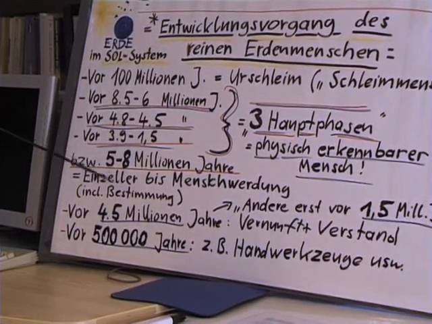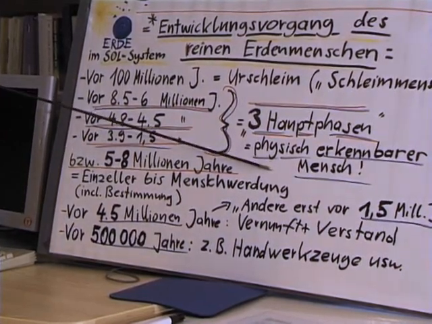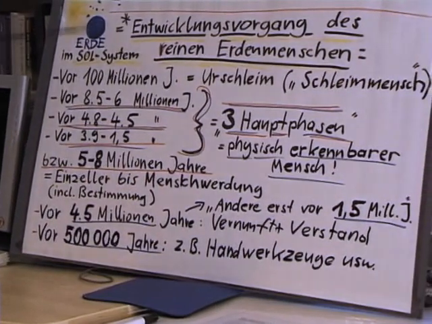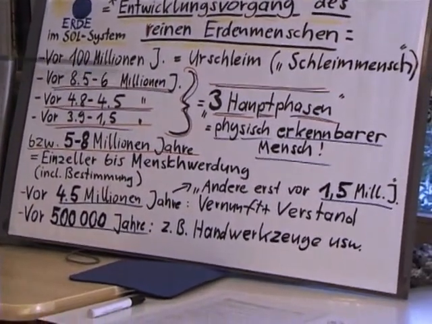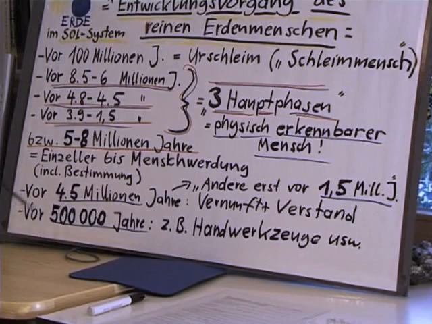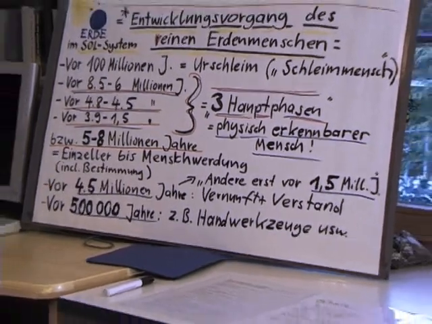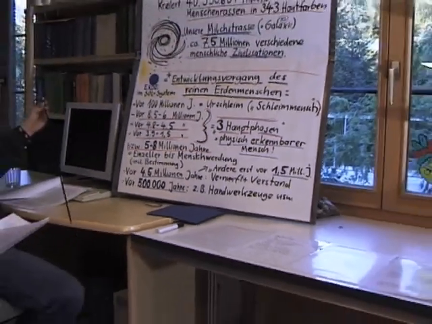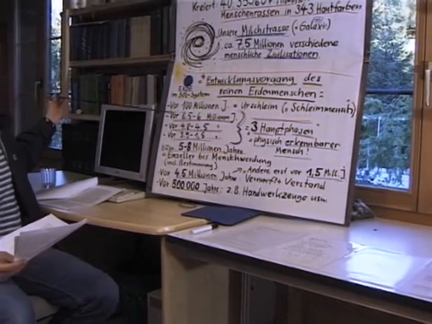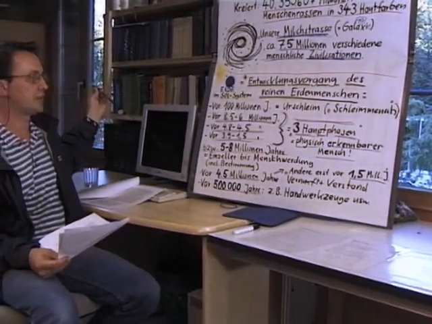Those are principal phases when we are talking about recognizable human beings, and one of those first phases died off. You cannot see an exact point of time. There are only periods, as for example, 9 to 12 million years ago when the first human beings appeared, which is not listed here.